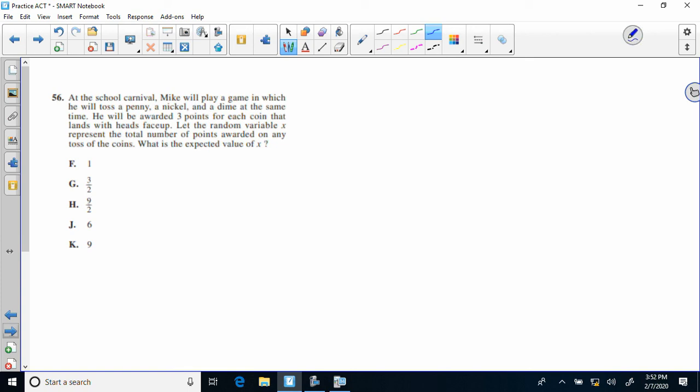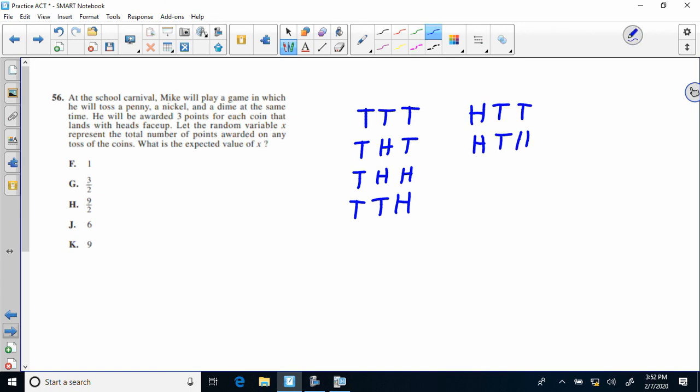So if you flip your 3 coins, you could get tails, tails, tails, all 3 of them tails. You could get a tails, heads, tails. You get a tails, heads, heads. You could get a tails, tails, heads. You could also get a heads, tails, tails, a heads, tails, heads, a heads, heads, heads, and a heads, heads, tails. There's only 8 possible ways to do that.